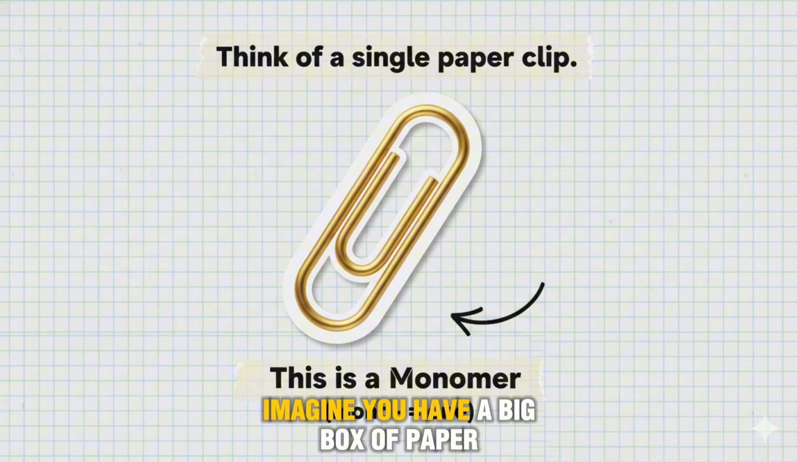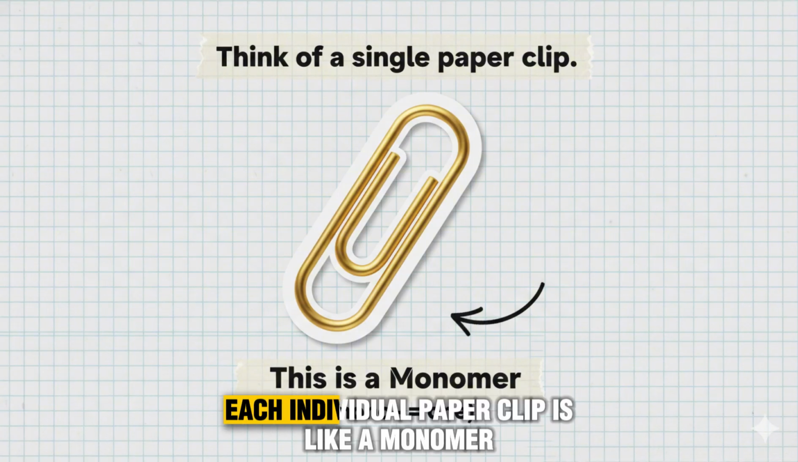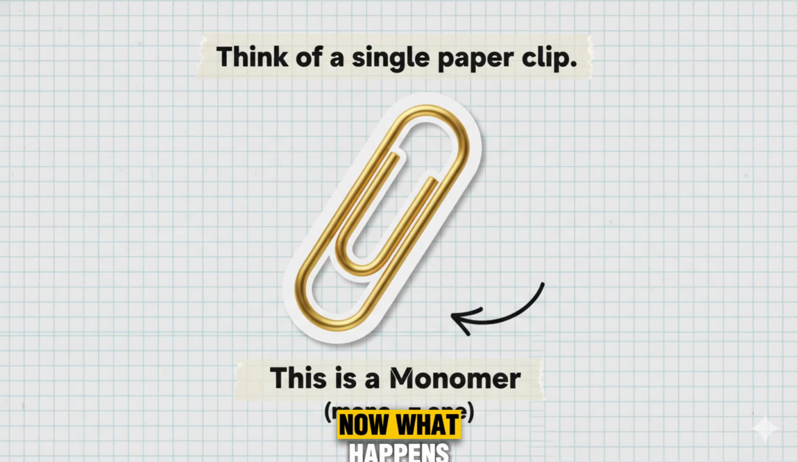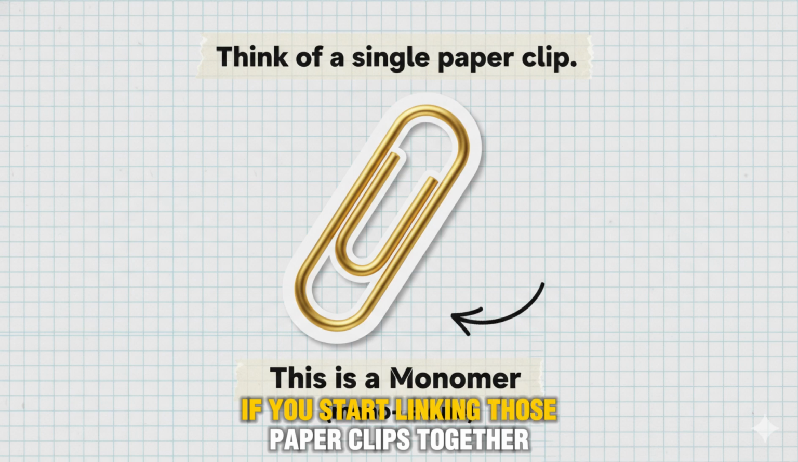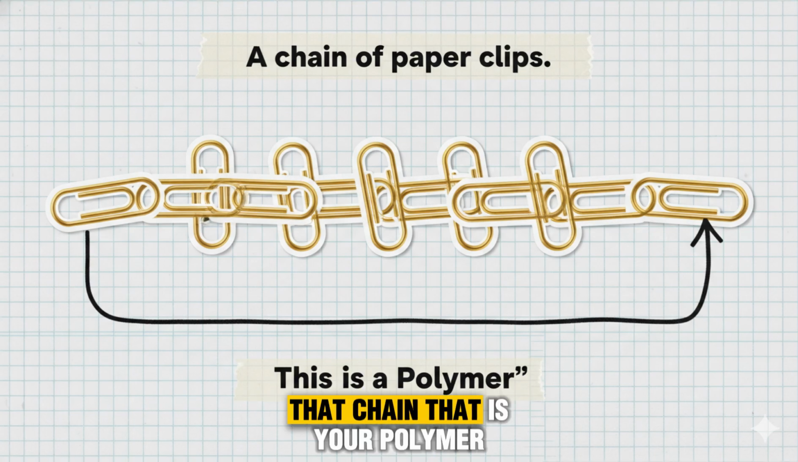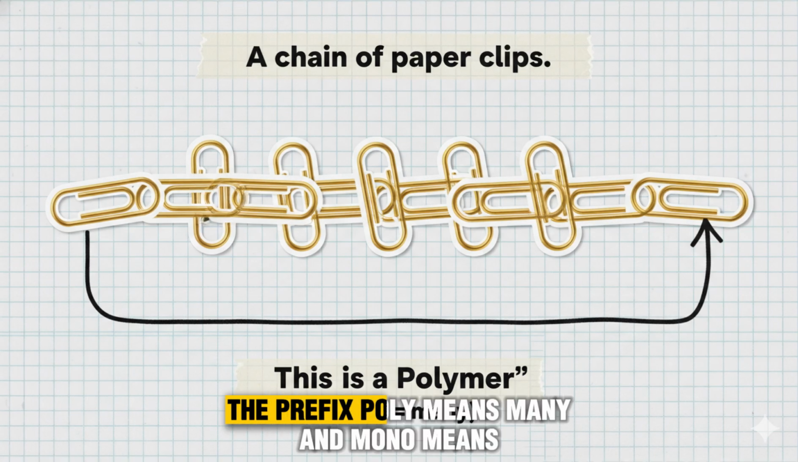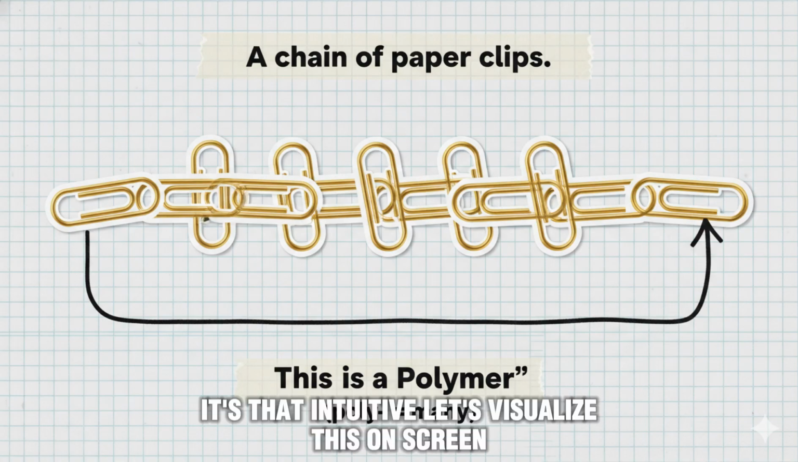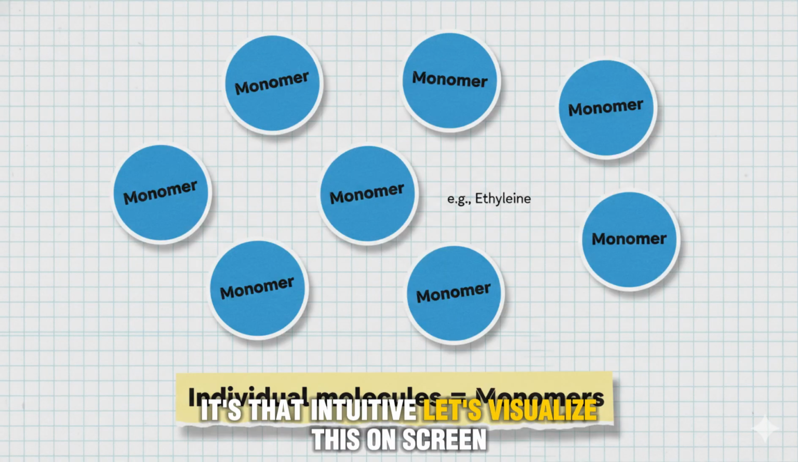Imagine you have a big box of paper clips. Each individual paper clip is like a monomer. It's a simple, single unit. Now, what happens if you start linking those paper clips together, one after another, into a long chain? That chain, that is your polymer. The prefix poly means many, and mono means one. So a polymer is simply many units linked together. It's that intuitive. Let's visualize this.